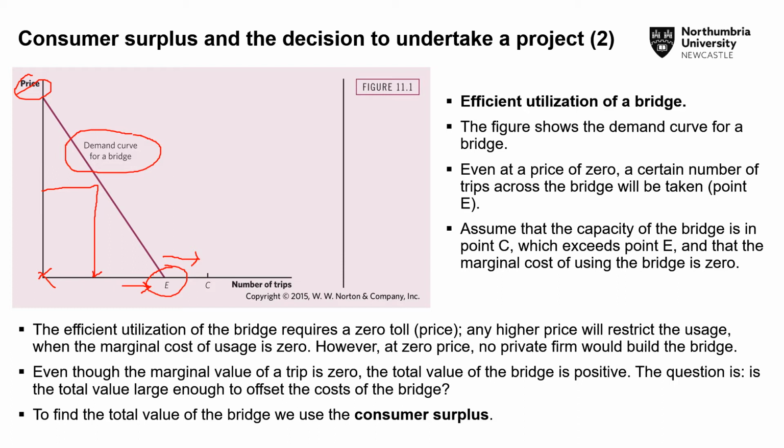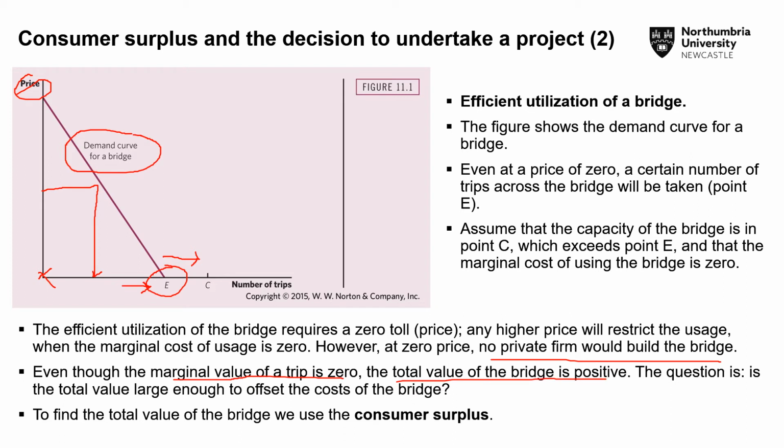Now, because the price is zero and that price is associated with the efficient quantity of trips undertaken, no private firm would undertake to build the bridge. So there are massive benefits from having this bridge, yet the price is zero. So you're now able to cross the river, whereas previously you would not be able to cross the river. But because the price is zero, a private firm or the private market would not make money on this. So the bridge will not be built. So this is why we have a problem. The result is that the marginal value of a trip is zero, but on the other hand, the total value of the bridge is positive.